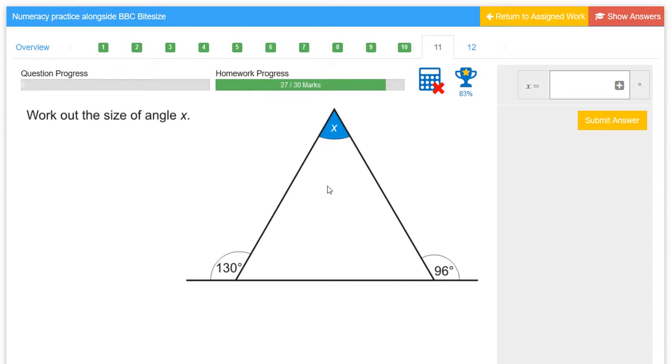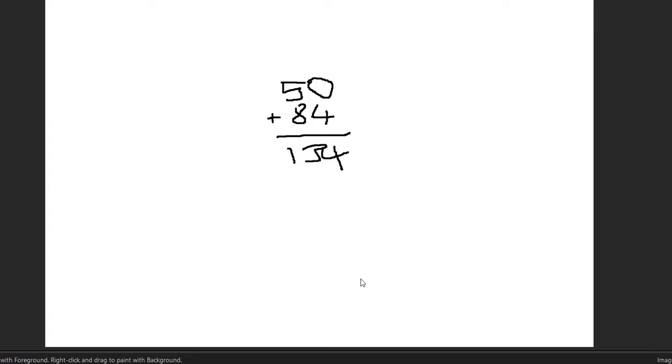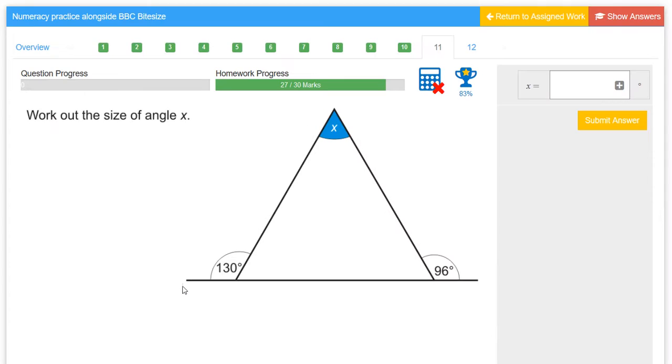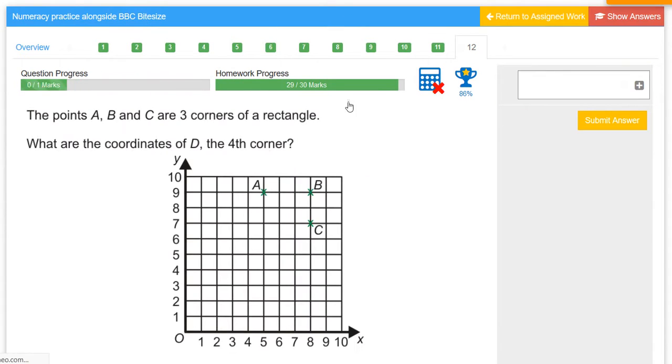So what's this one going to be? Well, basically it's 180 take away that and that. Well, I can do that. So let's do 180 take away 134. And if I do that, I know I'm going to have to borrow there, make that a 7, carry over. That becomes a 6, that becomes a 4, and it should be, hopefully, 46 degrees if I haven't made a mistake. Let's have a look, shall we? Looking good.